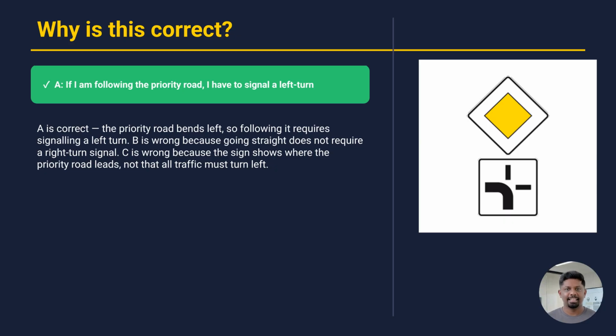A is correct. The priority road bends left, so following it requires signaling a left turn. B is wrong because going straight does not require a right turn signal. C is wrong because the sign shows where the priority road leads, not that all traffic must turn left. All right, let's move on to the next question.